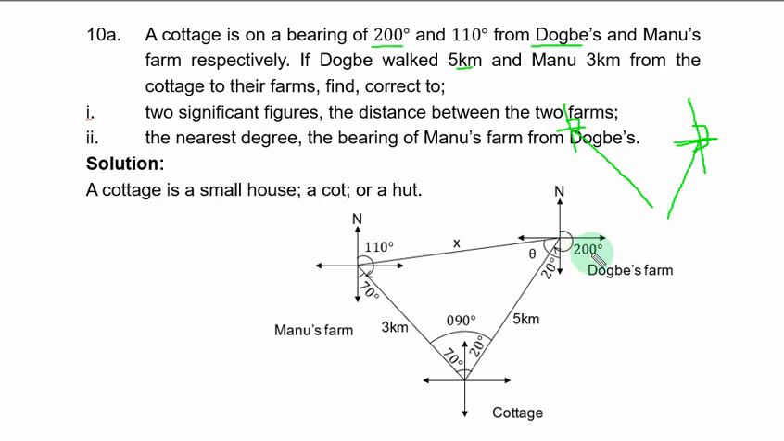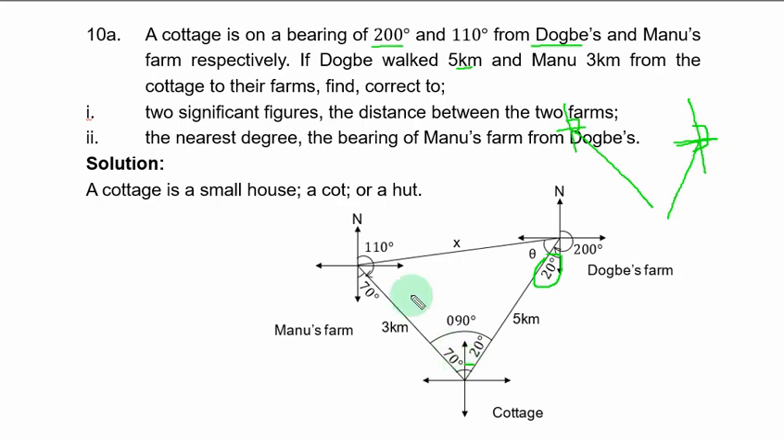So you have Dogbe's farm here. From the north to the third quadrant is 200. Now why is this place 20 degrees? Now the whole of the first and second quadrant is 180 degrees. So if you add 20 to 180, it gives 200. That is why from the end of the second quadrant to this line is 20 degrees, and by implication this angle is also 20 degrees. That is alternate angles.